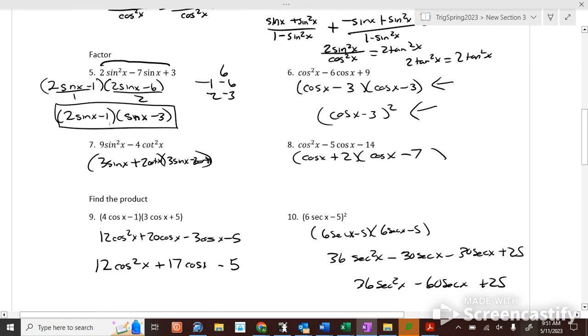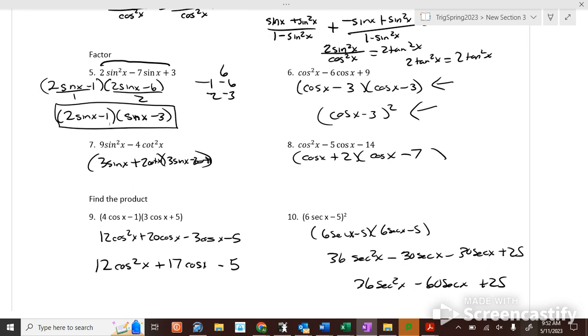Okay, factoring. This first one, since we have a first term coefficient, we take the first term coefficient times the last term to get 6, and list all the factors: -1, -6, -2, -3. Okay? So we get -1, -6, add up to -7. So it's 2 sine of x minus 1, 2 sine of x minus 6. Divide the first one by its greatest common factor, which is 1. Divide the second one by its greatest common factor, which is 2. And so we get 2 sine of x minus 1, sine of x minus 3.